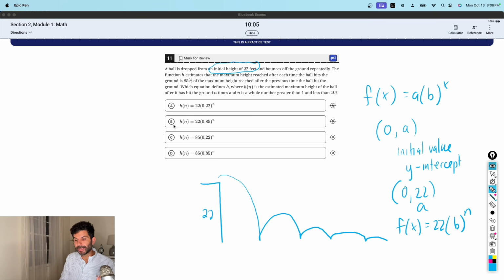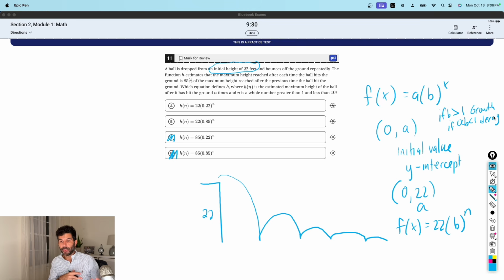Now that's going to knock out C and D. Those don't even hold a candle to this. So we look at now A and B. Now the b part is going to be my growth or decay. If b is greater than 1, we have growth. So that would be like the height would be growing. That's not happening here. The ball is losing its height every single time, so it's decaying, right? So if b is between 0 and 1, that is decay. So if I look at my choices, both of them are between 0 and 1.